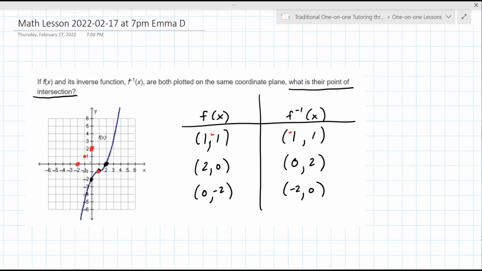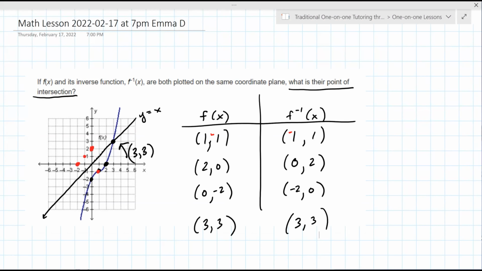Now these things are mirrored over this line called y equals x, which looks like this. You've seen that before. Yes, I have. And that sort of gives you the answer there. Okay, (3, 3), because when you switch (3, 3), you get itself, and that's how you know that it intersects. Okay, that makes sense.